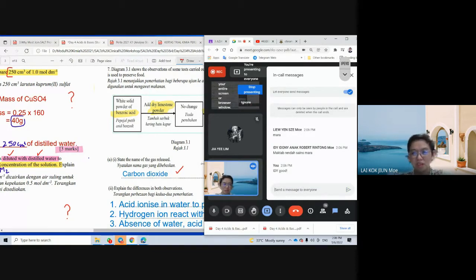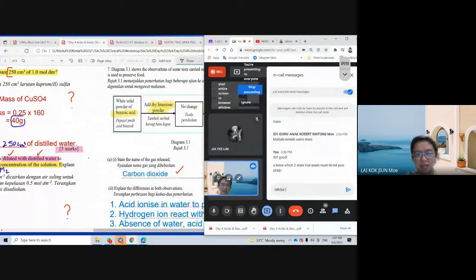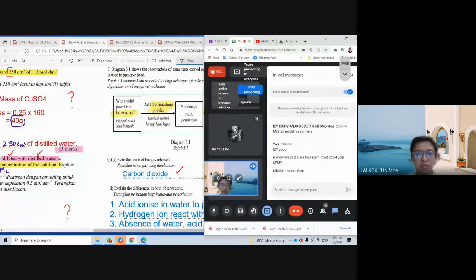So actually MRSM questions are very, very accurate. There are two very important schools whose trial papers you must do. You know which two? MRSM is one of them for your SPM. Anyone know? Which two? MRSM is one of them. The other one is what?